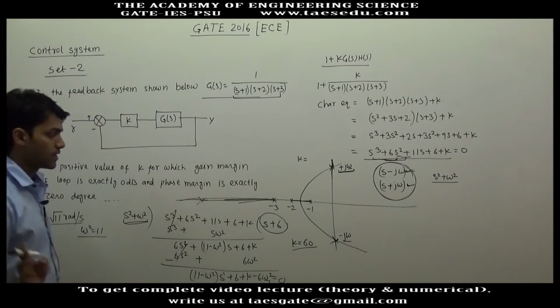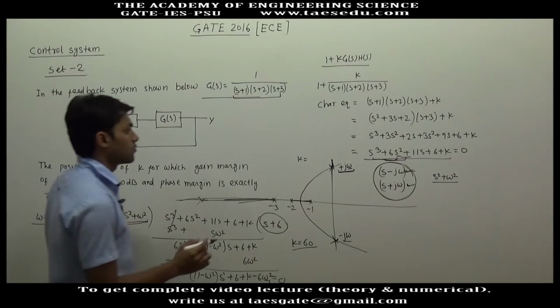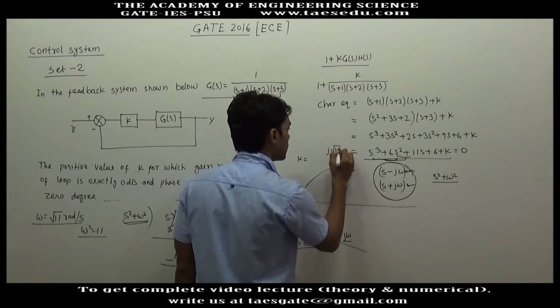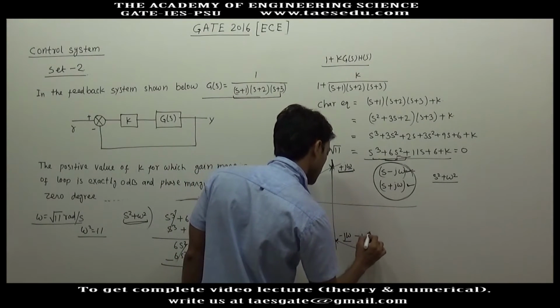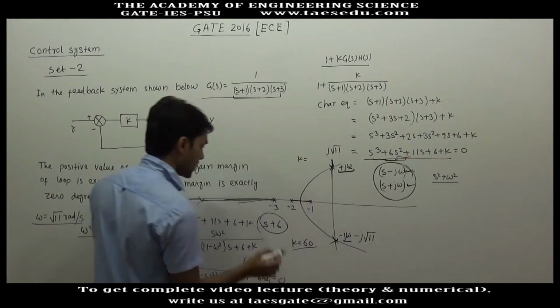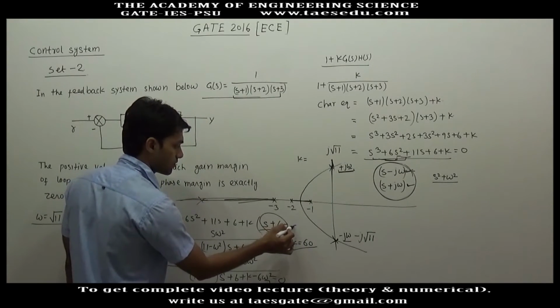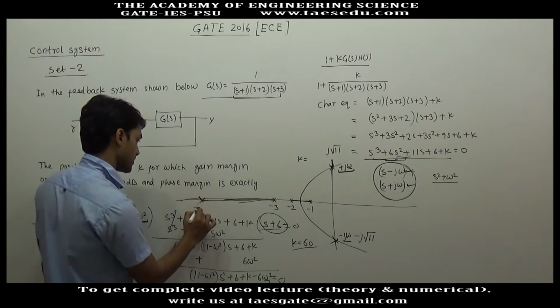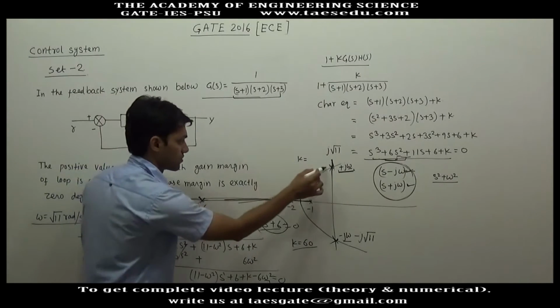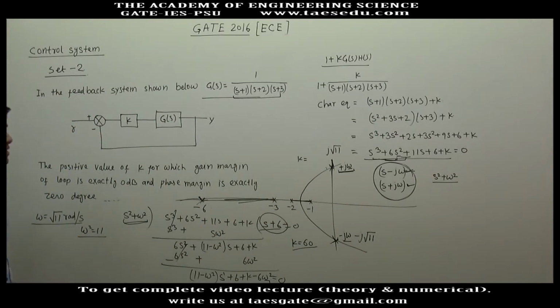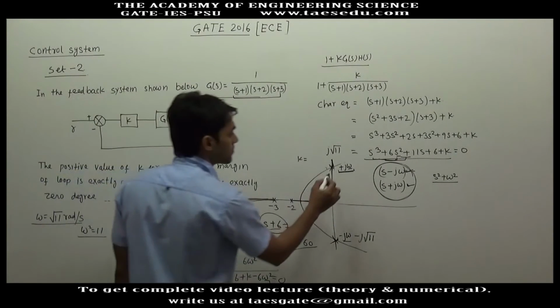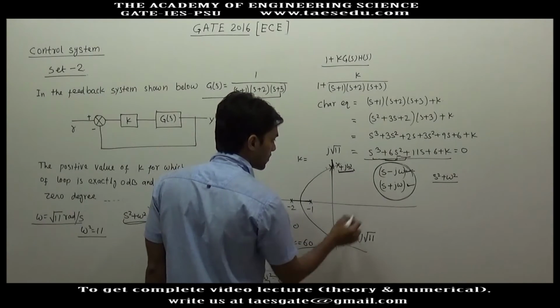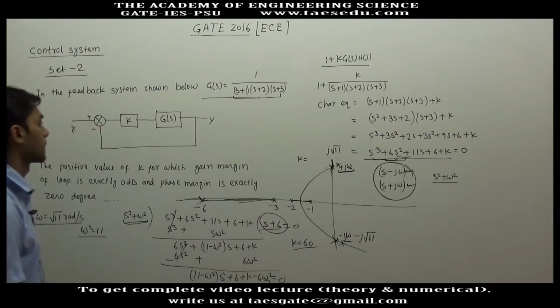So whenever k is 60, one pole will be at j root 11, the second pole will be at minus j root 11, and the third pole will be at s equal to minus 6. These are the locations of the 3 poles when the system is oscillatory. And if you further increase the value of k after this point, the 2 poles will go to the right half, and the system will be unstable.